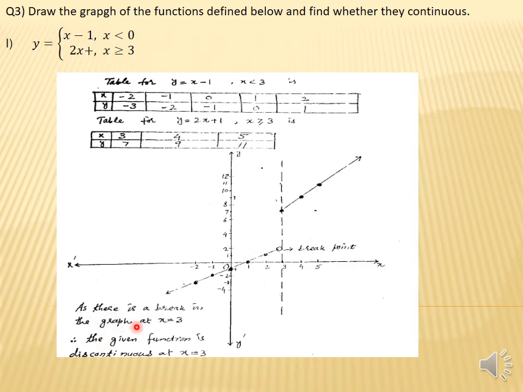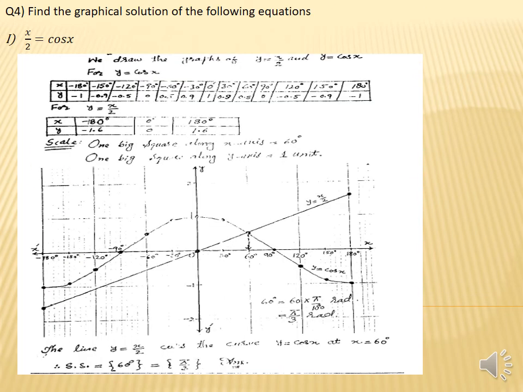And student, here is the reason, as there is a break in the graph at x equals 3. So the break in the graph shows that the graph is discontinuous. For continuity of the function, the graph must be continuous. If there is no break in the graph, then the function is continuous as well. So now student, in question number 4.